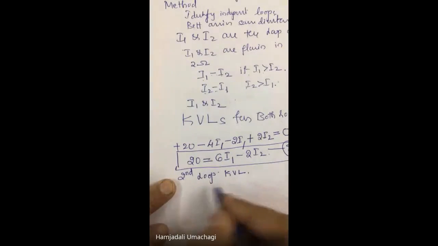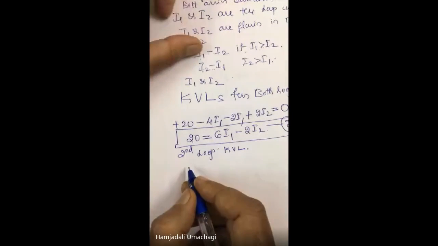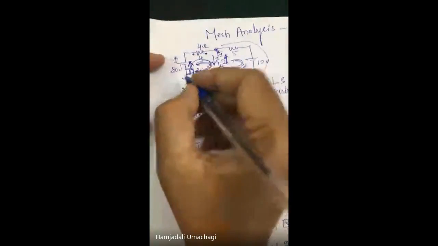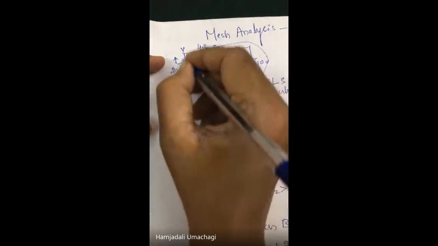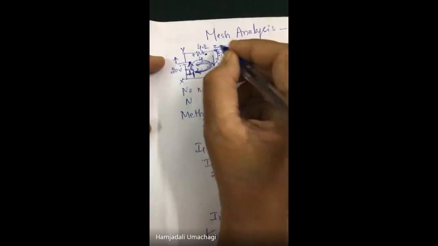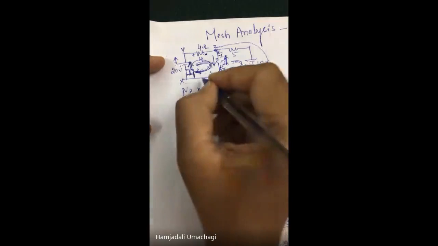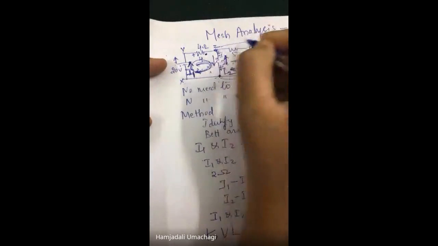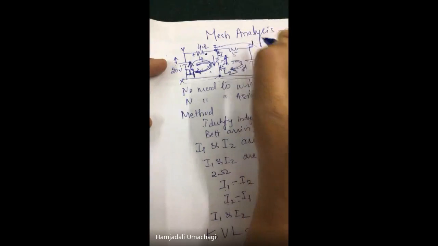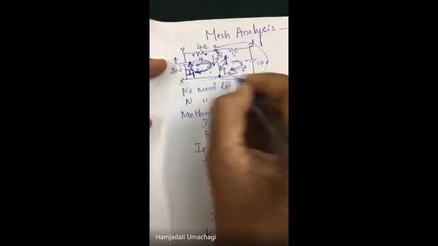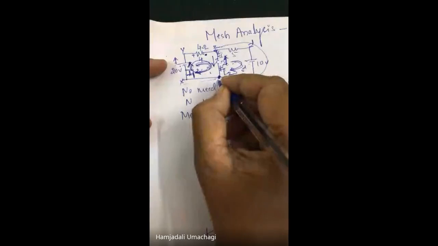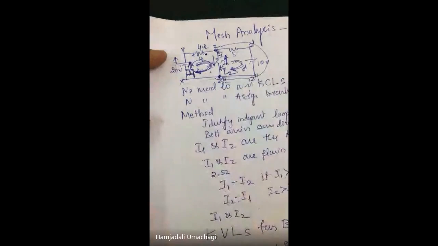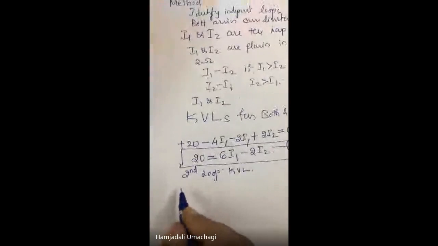Second loop KVL, I am going to write it here. See here, this is a loop. The first loop is X, Y, Z and X. What's the second loop? I'll start with Z, then Z dash, Z double dash, and the potential over here is X only. I'll take it as Z triple dash.